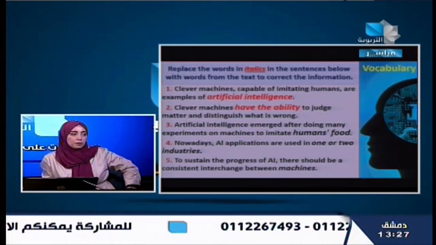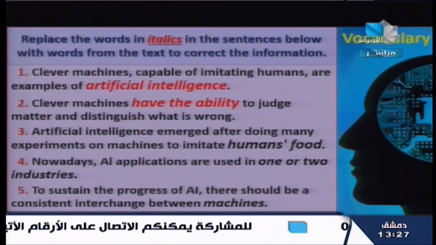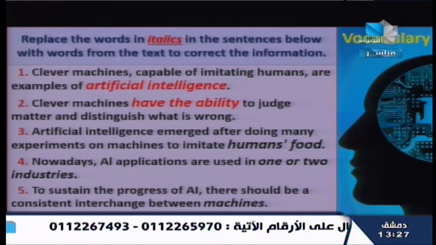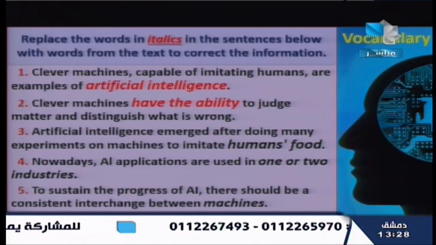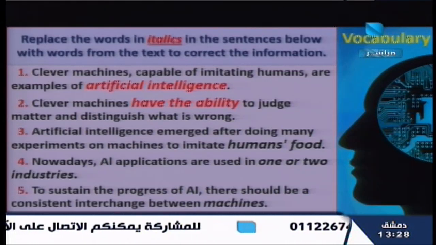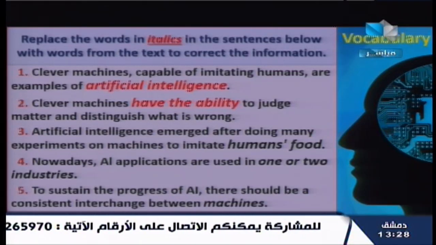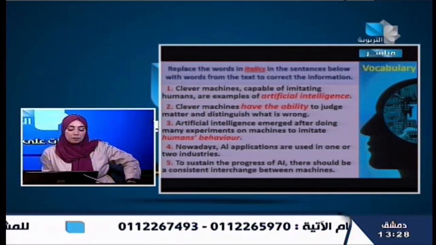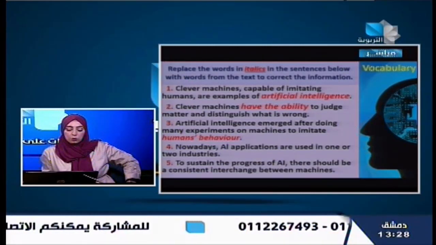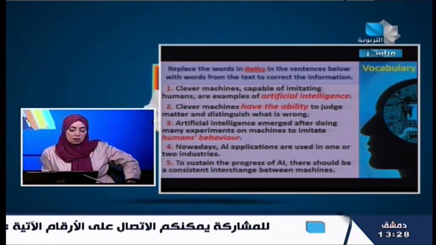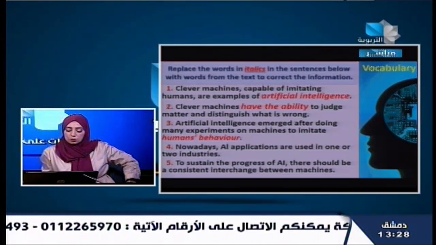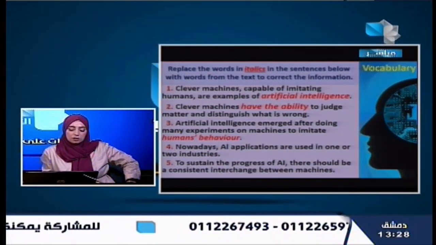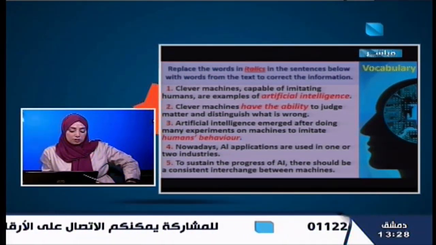We are talking about opposites. Artificial intelligence emerged after doing many experiments on machines to imitate humans' behavior. Humans' food? Definitely not. A human's behavior. Good. Nowadays, AI applications are used in one or two industries, and we say computers, cell phones, and so on and so forth. So here we have, nowadays, AI applications are used in all industries.